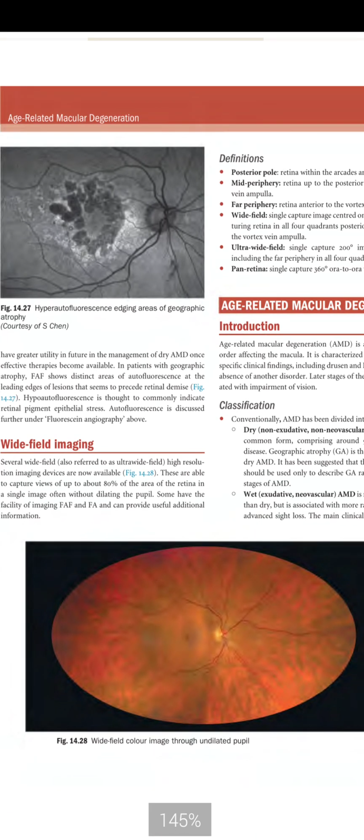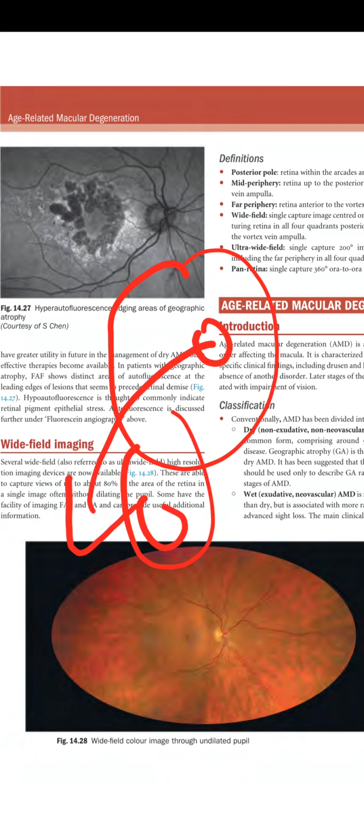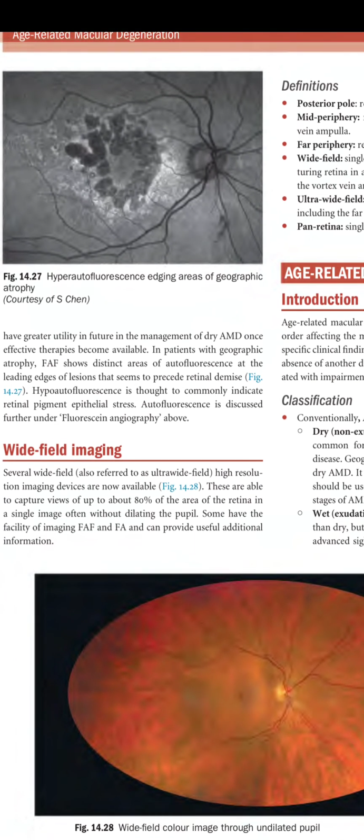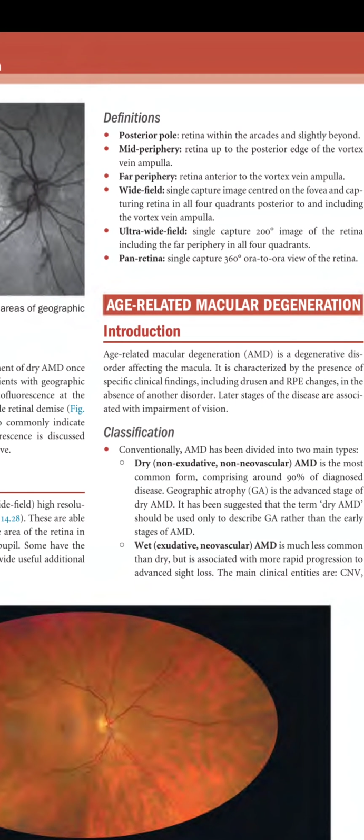So wide field imaging is where you are taking an image of the retina from the posterior pole up to almost the ora serrata. Several wide field, also referred to as ultra wide field, high resolution imaging devices are now available. These are able to capture a view of up to 80% of the area of the retina in a single image, often without dilating the pupil. Some have the facility of imaging FAF and fluorescein angiography and provide useful additional information.